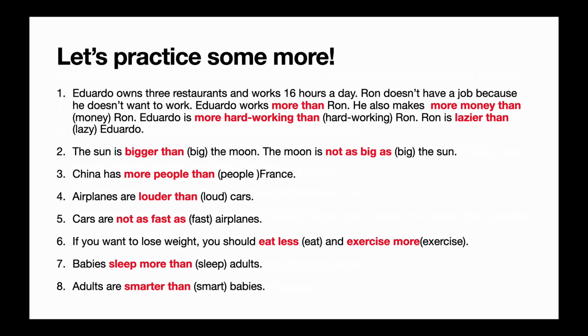Number 5, cars are not as fast as airplanes. So again, fast is a 1-syllable adjective, so we have to use not as instead of less. Number 6, if you want to lose weight, you should eat less and exercise more. So eat and exercise are verbs, so we put the comparative word after the verb. Number 7, babies sleep more than adults. Again, this is another verb. And then adults are smarter than babies. So here, smart is an adjective, so we just add an ER. And we don't double the T because we have 2 consonants, RT, at the end of smart.